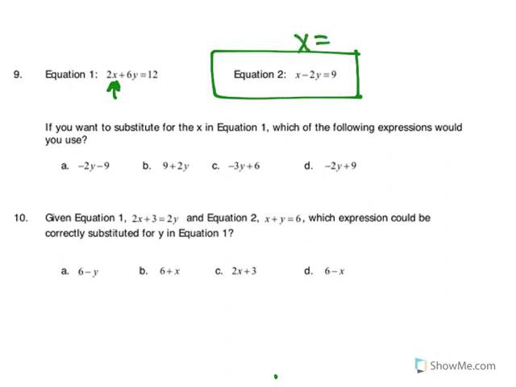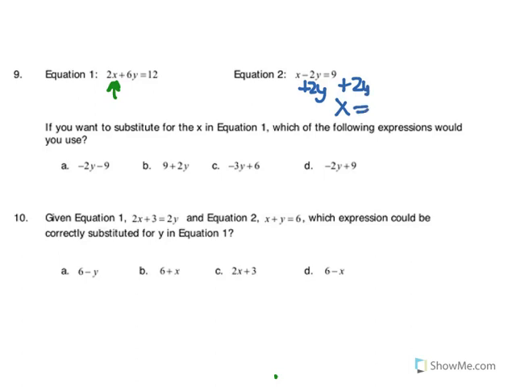So let's just do that right now. Let's solve that equation for x. So I'm going to add 2y to both sides. So x equals 9 plus 2y. So this is what I would substitute in for x in the other equation. So let's look at our answer choices, and here we are with letter B.